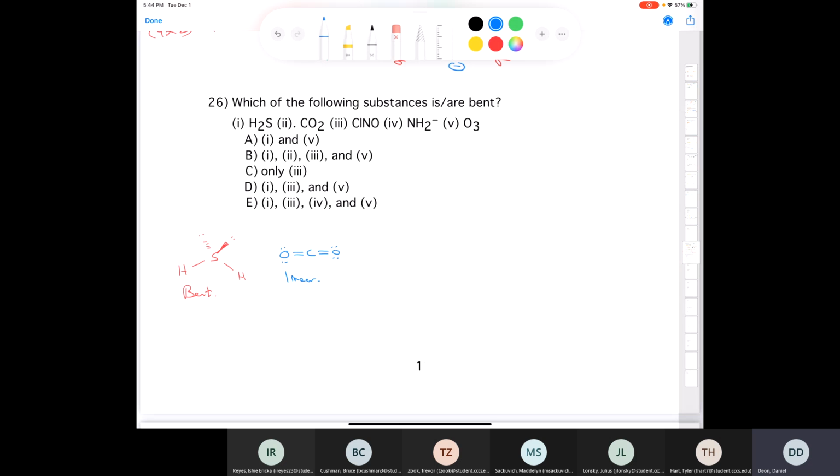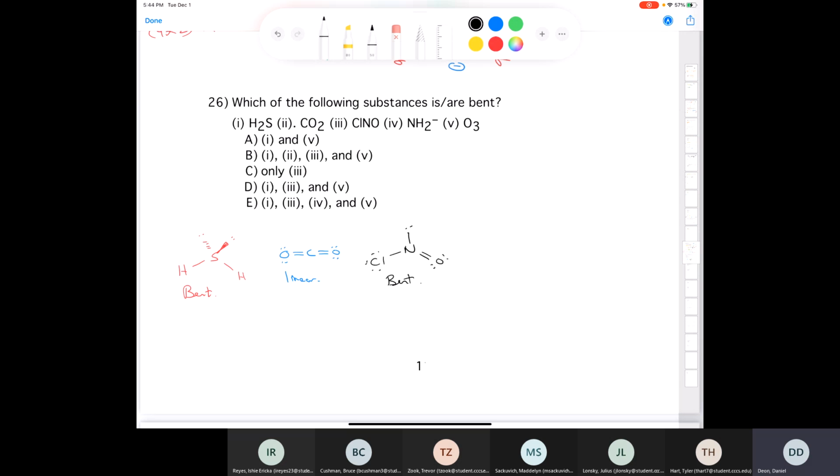If we look at ClNO, I'm not going to go over the whole thing here from soup to nuts, but it looks something like this. We're going to have a single bond to chlorine, and the chlorine has 3 lone pairs, and we're going to have an oxygen like this, and then we'll have a lone pair like this. And so you can clearly see that the molecular geometry here will be bent.